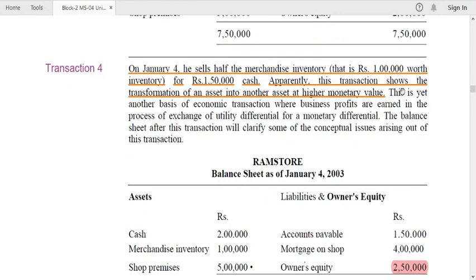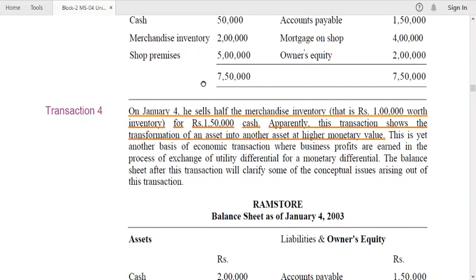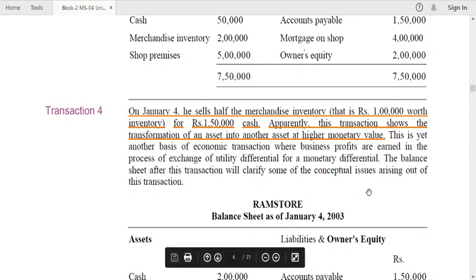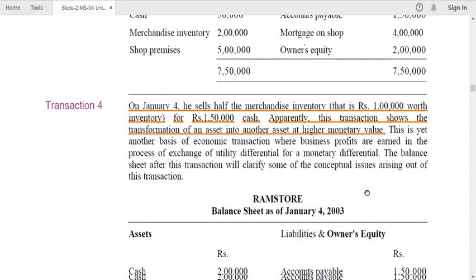Okay, apparently this transaction shows the transformation of an asset into another asset at higher monetary value, which means the asset is getting cash of 1,50,000 and reducing the assets to 1 lakh. This asset, merchandise, is reduced to 1 lakh and cash is increased to 1,50,000. The change in assets is different. Whatever is decreased, the same amount is not increased. An extra amount is increased, that is 50,000. That is called profit here.